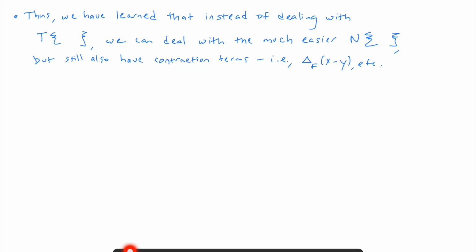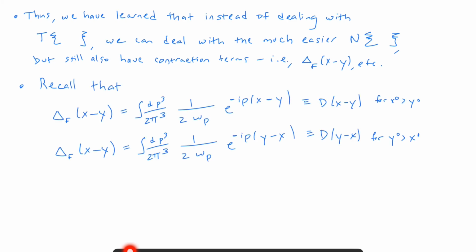Now, we have learned that instead of dealing with time ordering operators, we can deal with the much easier normal ordering operators, but we still also have these contraction terms, which are these scalar Feynman propagator terms. And here I'm just re-expressing things. Recall, what is the scalar Feynman propagator? Well, it itself is one of two expressions, this one over here, which ultimately will evaluate into a number, or this whole integral, or this number here, depending on which time was first, x naught or y naught, this or this.